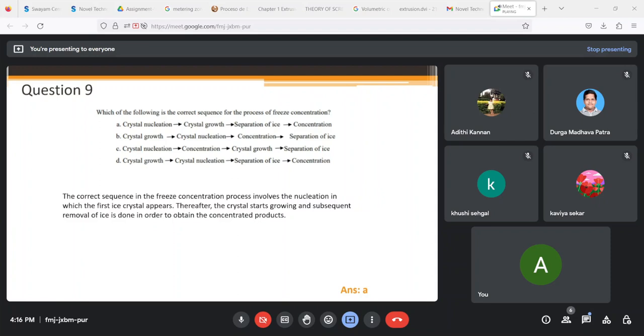Is this process clear? First is the starting of crystal formation, then the growing of the crystals to a particular size so that it is big enough to be removed by the separation, and then you have concentration. That is, once you remove the ice crystals, what you have left is a concentrated product. So the answer is option A. Hope this is clear.